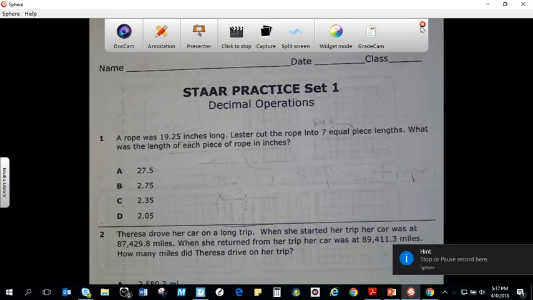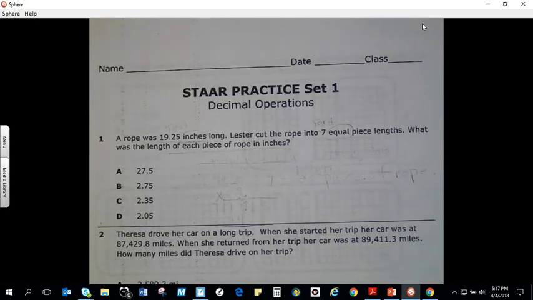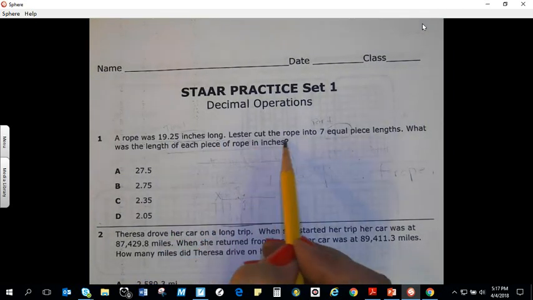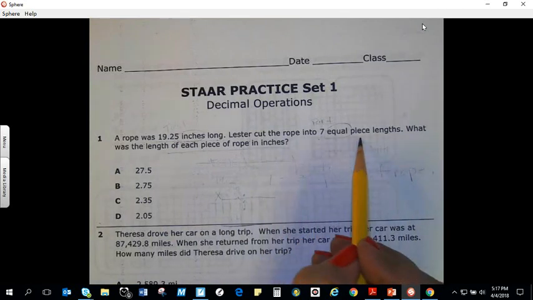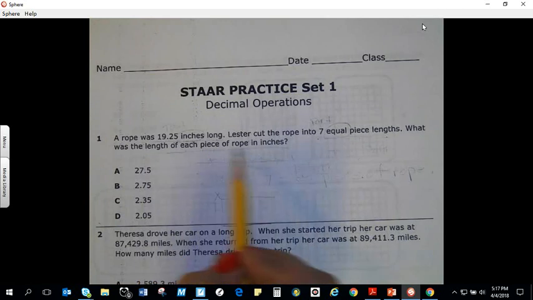All right, so here's tonight's homework. We're looking at STAR Practice Set 1 on decimal operations. Let's take a look at question number 1, where it reads, a rope was 9 and 2/500 inches long. Lester cut the rope into 7 equal parts or piece lengths. So what was the length of each piece of rope in inches?